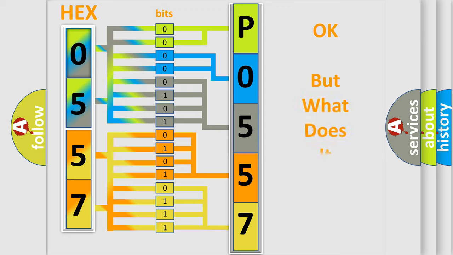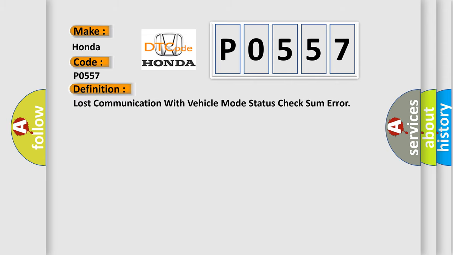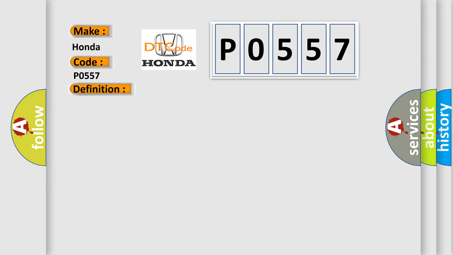The number itself does not make sense to us if we cannot assign information to what it actually expresses. So, what does the diagnostic trouble code P0557 mean specifically for Honda car manufacturers? The basic definition is lost communication with vehicle mode status, checksum error. And now this is a short description of this DTC code.